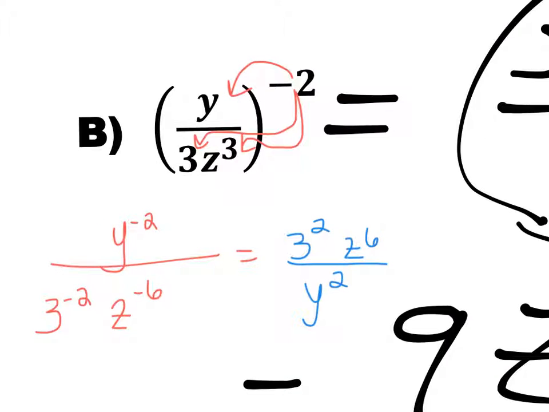Good. Is there any simplifying that I can do here? 3 to the second. Yep. 3 to the second power is what? 9. So I have 9, Z to the 6th, Y to the 2nd.